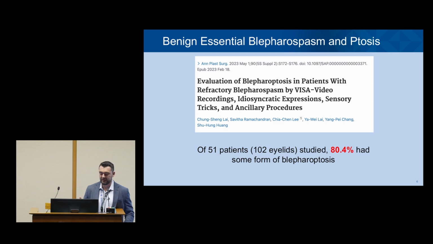There's a recent study, actually done in 2023, and I found this paper. They looked at, with special video photography and all these measurements, 102 eyelids out of 51 patients who had blepharospasm, and 80% had some level of droopiness of their eyes.